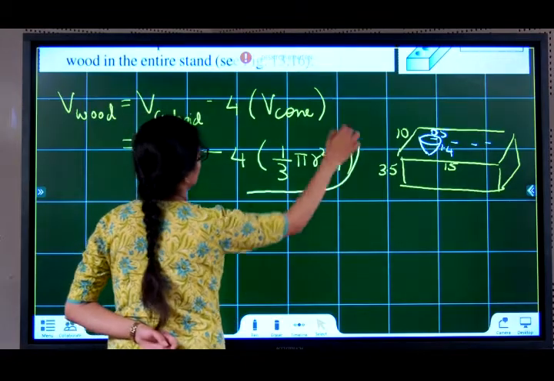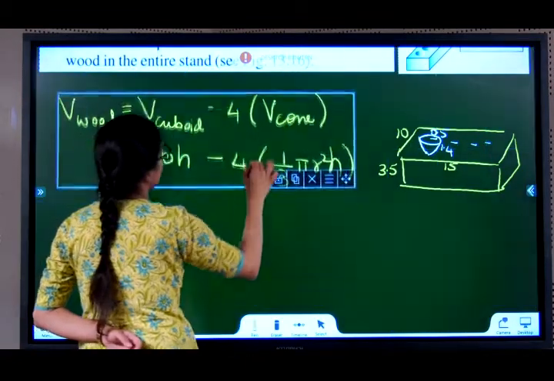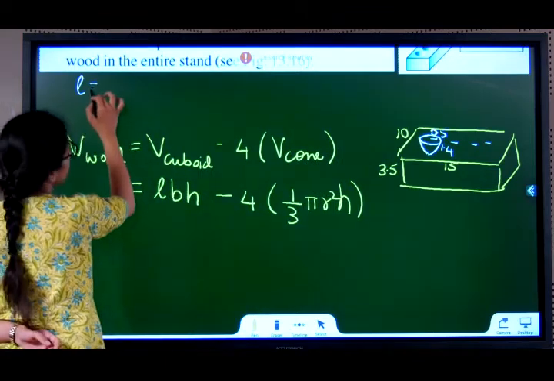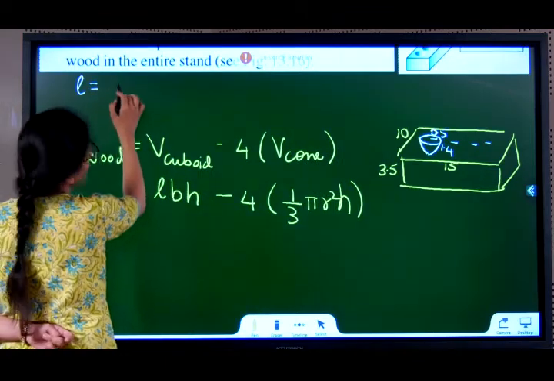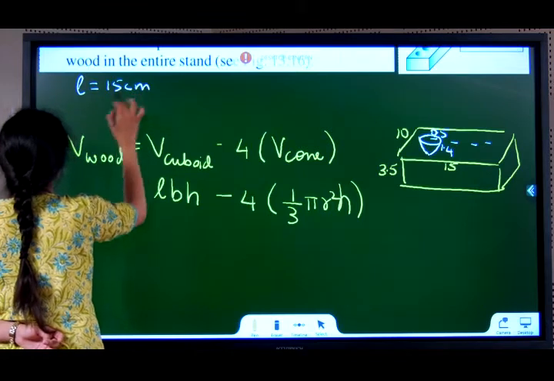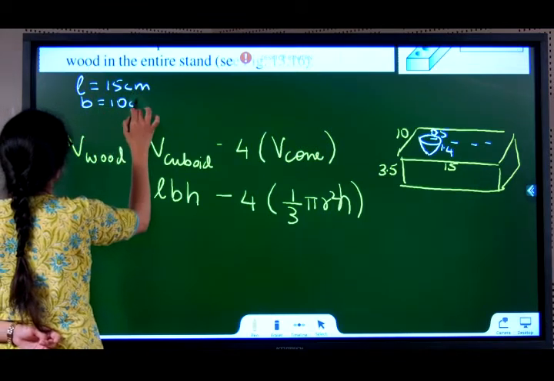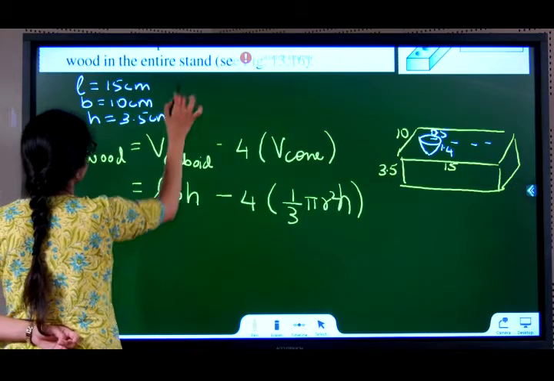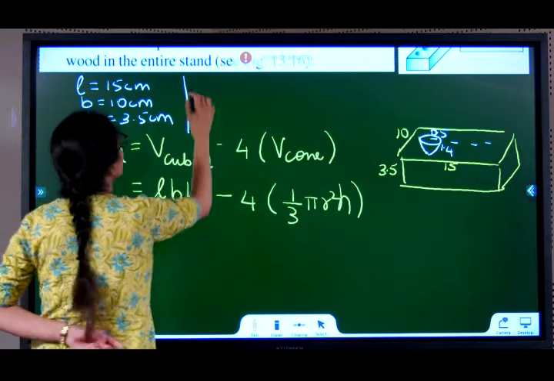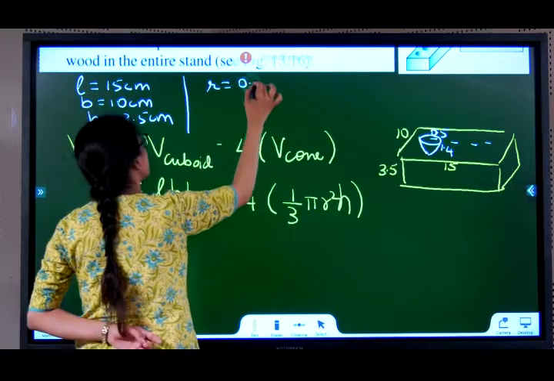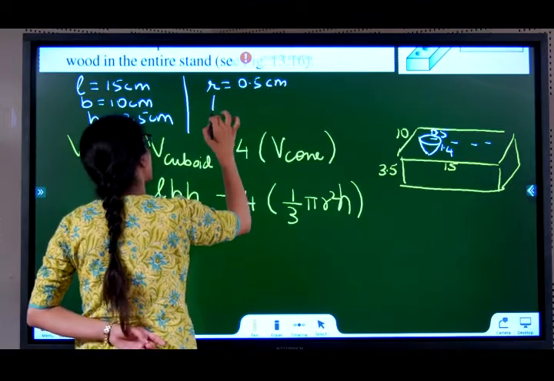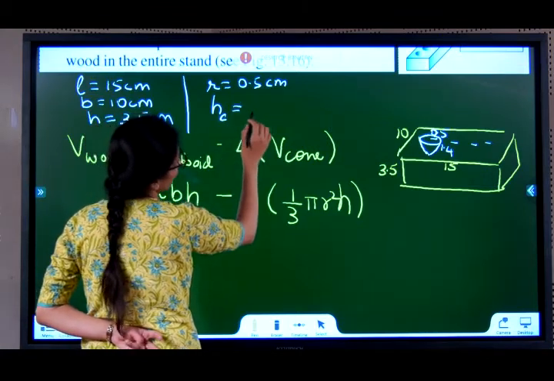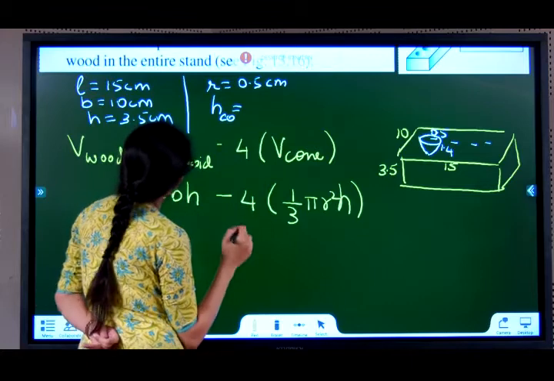Now, before we do this, what's the length, breadth and height? Length of the cuboid 15, breadth 10, height 3.5 centimeters. For the cone, radius of the cone 0.5 centimeters. Height of the cone, there is height here and here, so change the symbol. HC will write for cone.